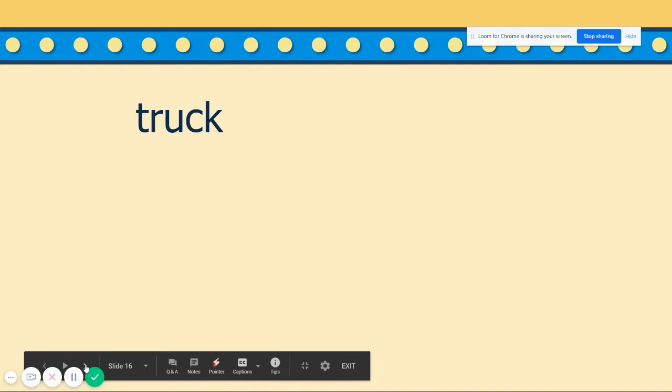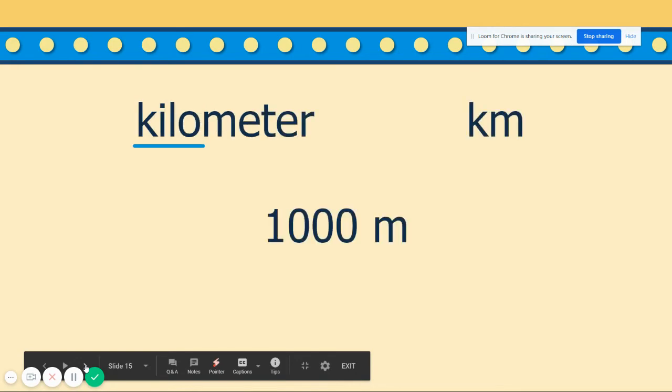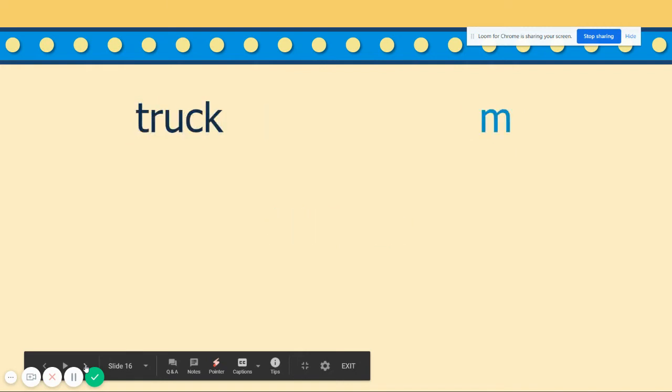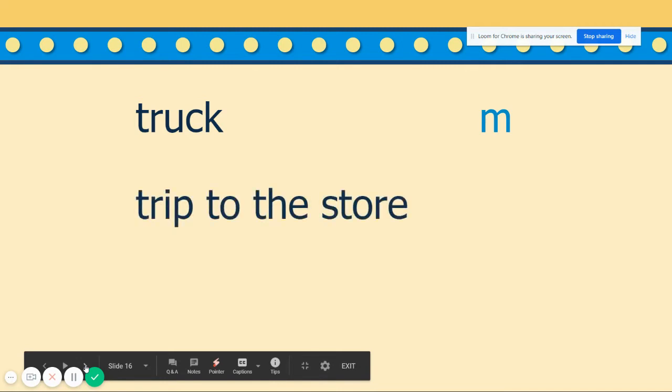If we see a truck driving down the road, are we going to say that truck is 1,000 meters long or more? Because then that's what we would use to measure with kilometers. However, I know that we should use meters to measure a truck, because I'm sure that one truck is not going to be 1,000 meters long. But if I'm taking a long trip from one place to the next, maybe to see a store, then I would know that it's probably more than 1,000 meters, and I would measure in kilometers.